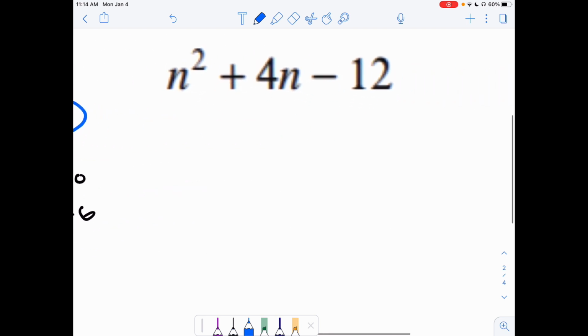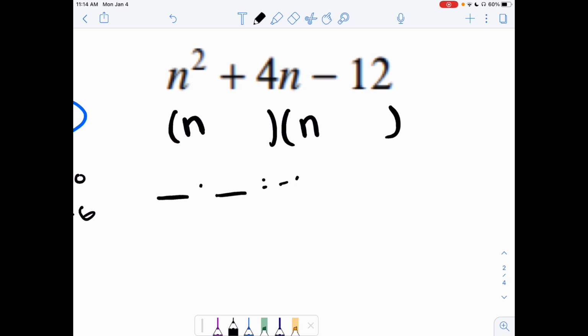Here's the third type we might see, n squared plus 4n minus 12. Once again, write my binomials. I know n squared was created from n times n. I need two numbers that multiply to be negative 12 and add to be 4. Because this sign is negative, I know my signs will be opposite. So one will be positive and one will be negative. Because that's the only way you can create a negative number through multiplication. It's by multiplying a negative by a positive.